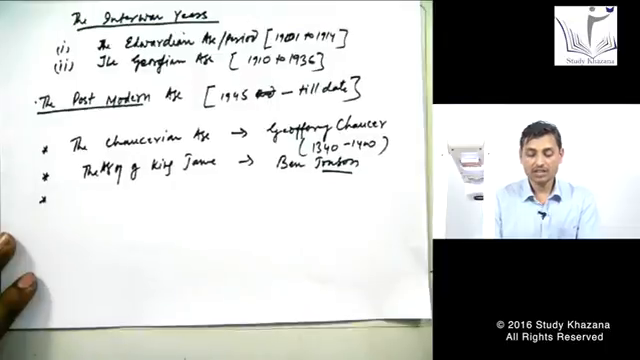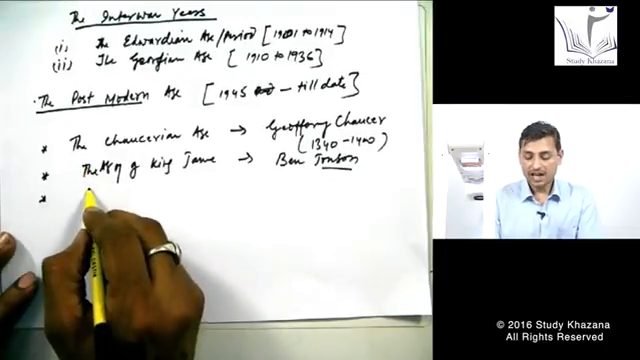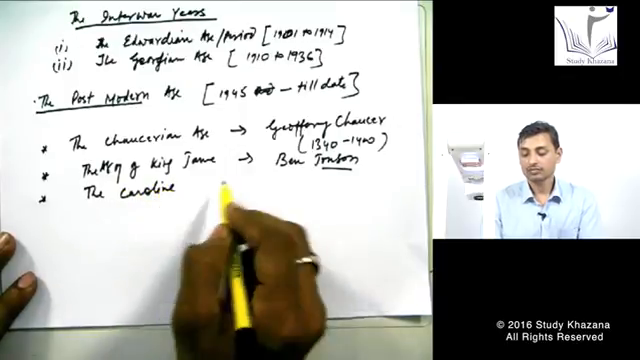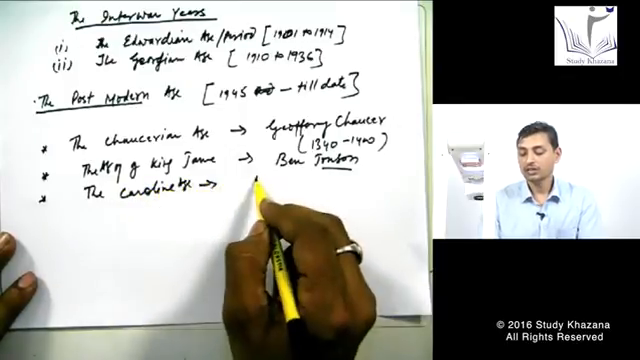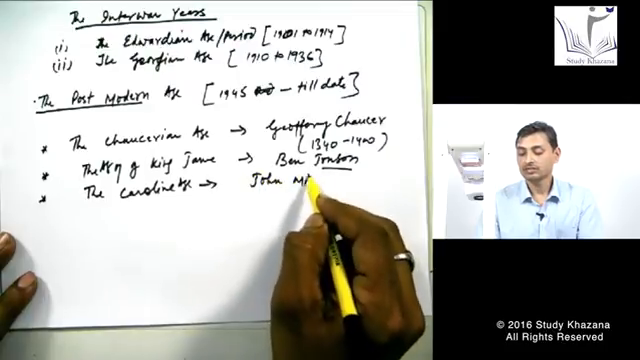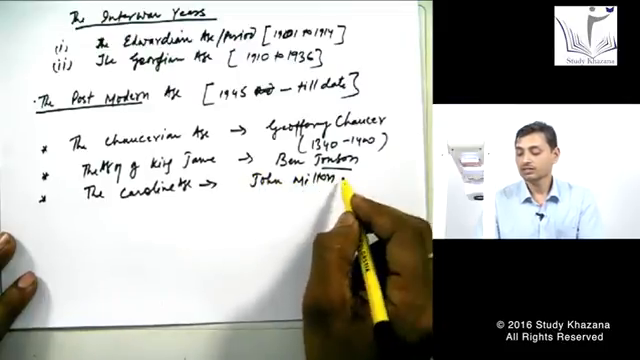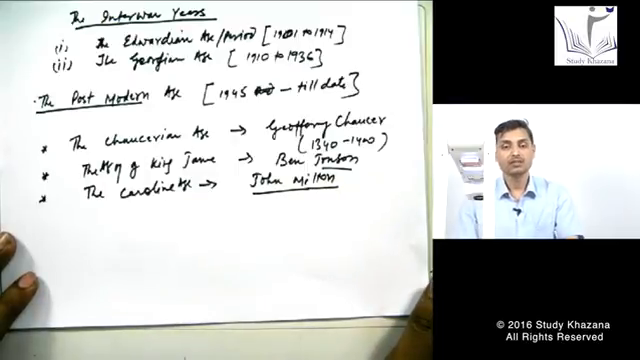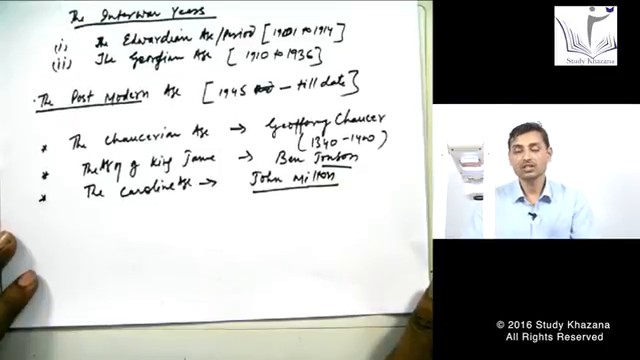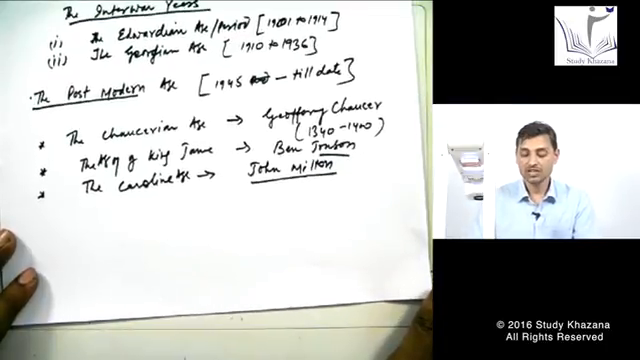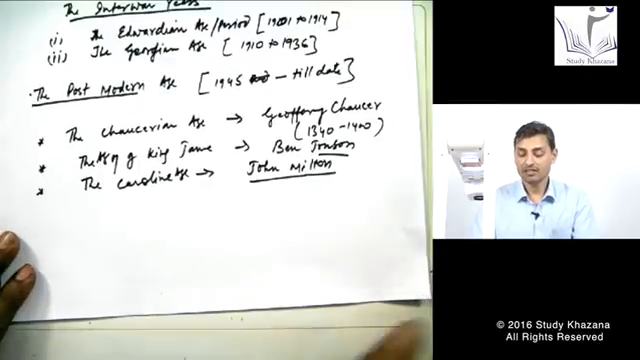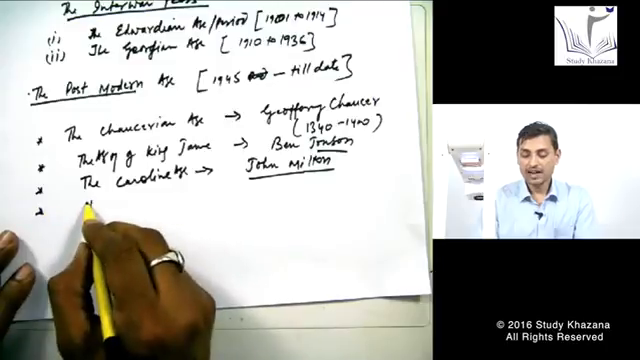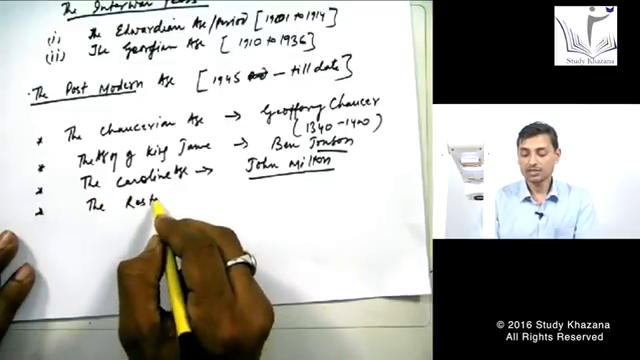As we come to the next stage, what do we find? The Caroline age, and during this age John Milton is considered to be the most important writer of the period. Milton is famous for producing the epic called Paradise Lost, which is generally acclaimed and read all over the world. The next is the Restoration period.